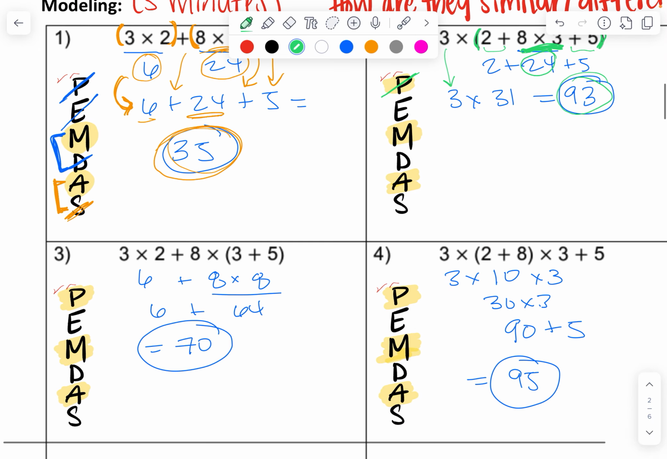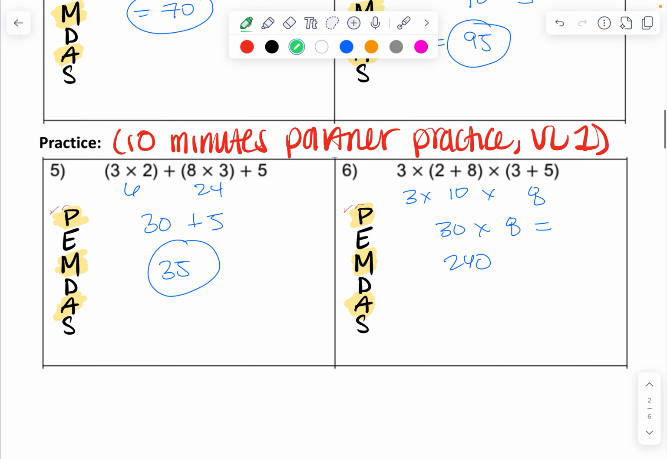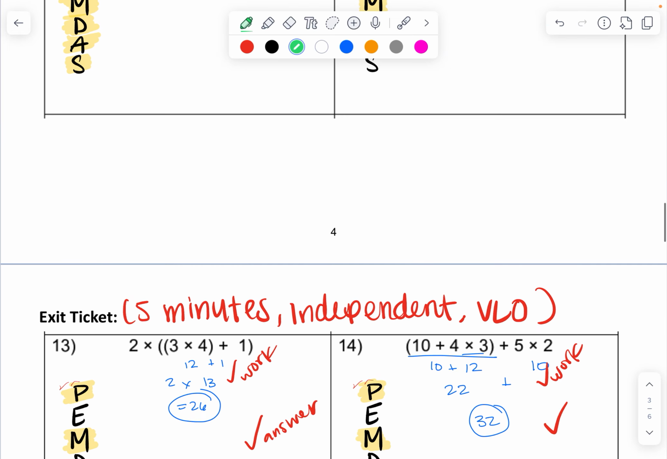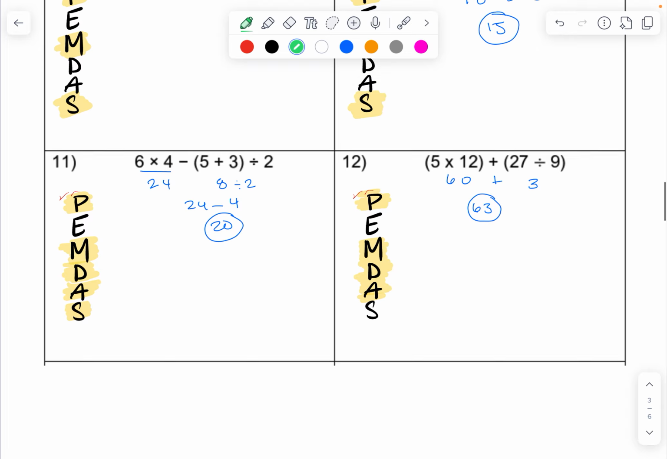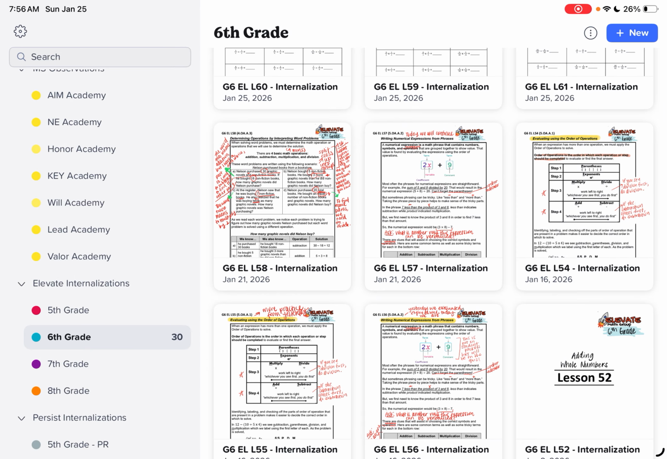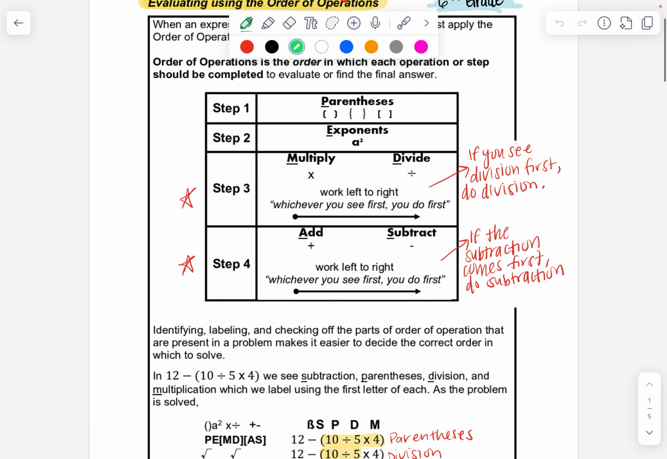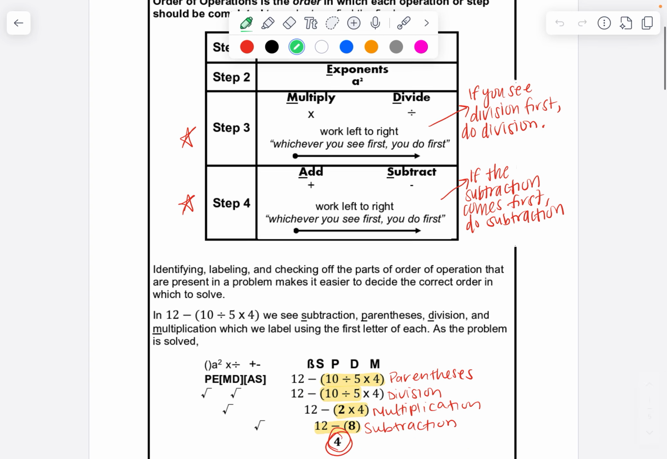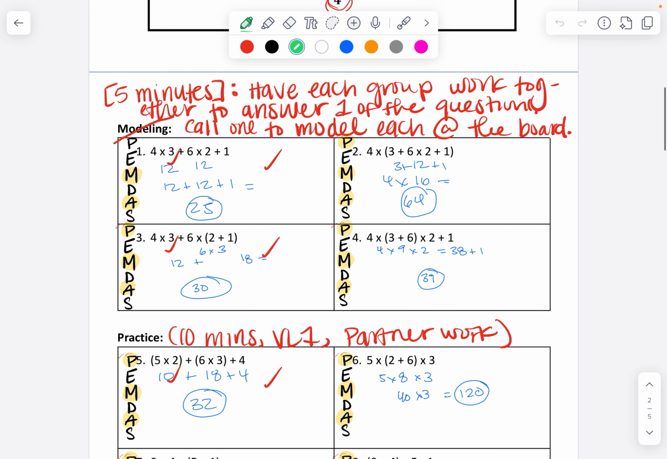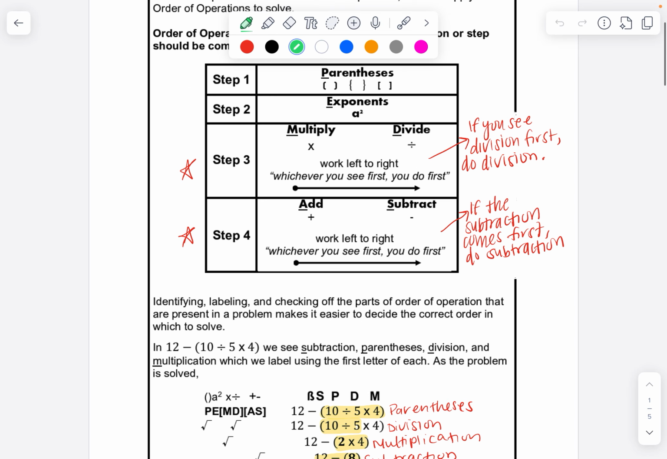So from there, you're going to do question 3, and then you're going to do question 4 before launching students to work on 10 minutes of partner practice for questions 5 through 12. There is no exit ticket for today because for question 55, students are going to get more practice with PEMDAS. You do not have to go through the model again unless you have some students who are not there.